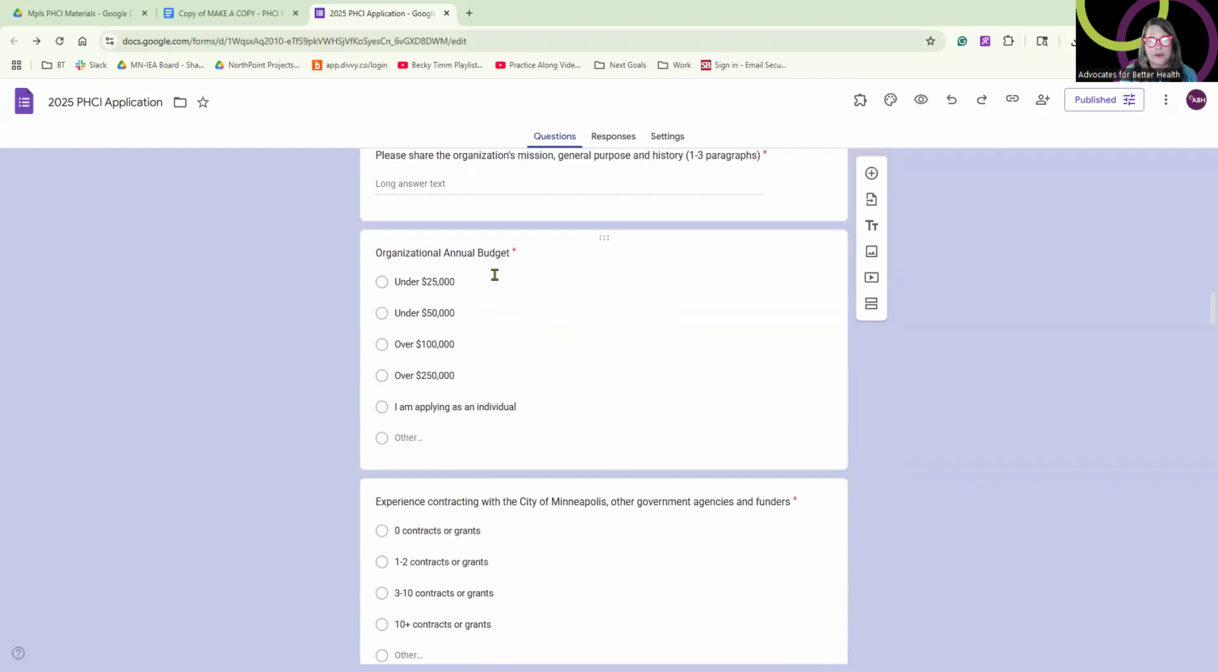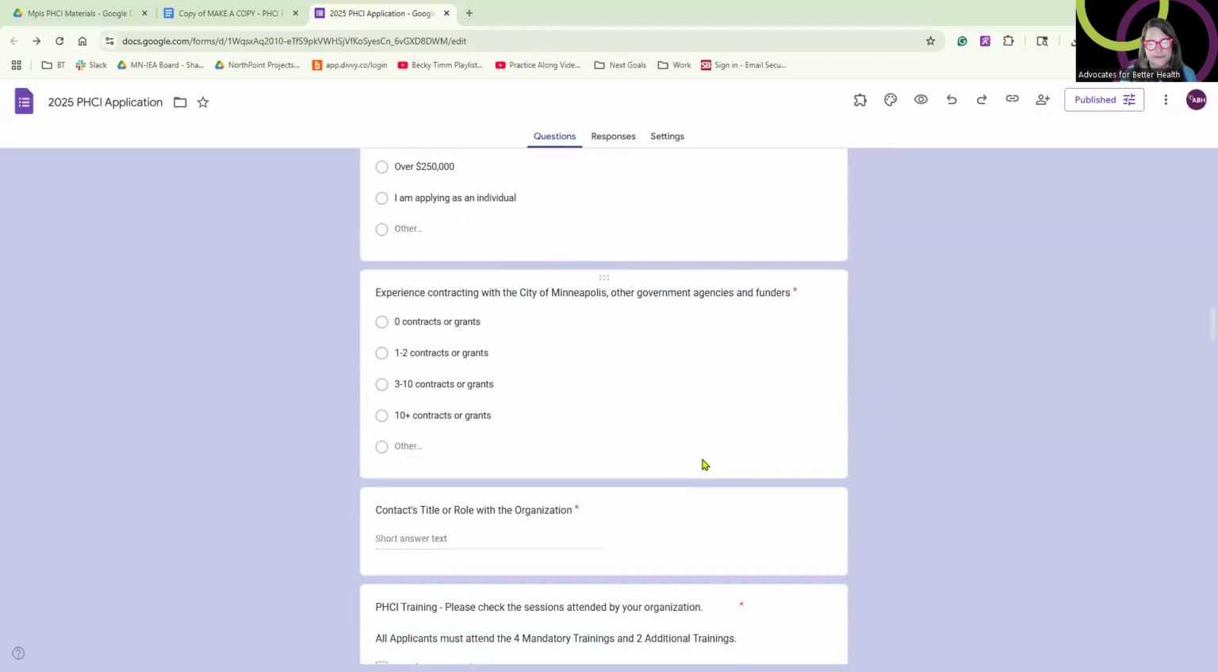We also want to know if your organization's budget is under 25,000, 50, 100, or 250. This is a weighted part of the application and the selection process. We do want to focus on very small organizations. That's not to say if you find yourself in higher brackets that you will be disqualified, but there will be weighting for smaller organizations.